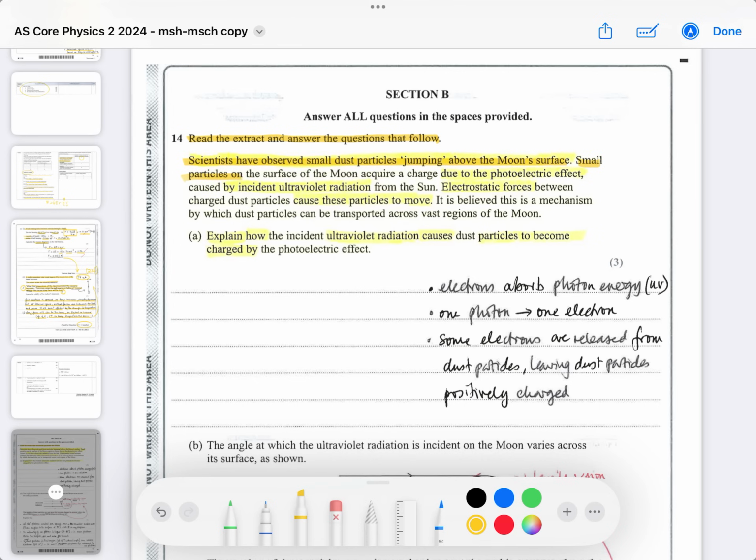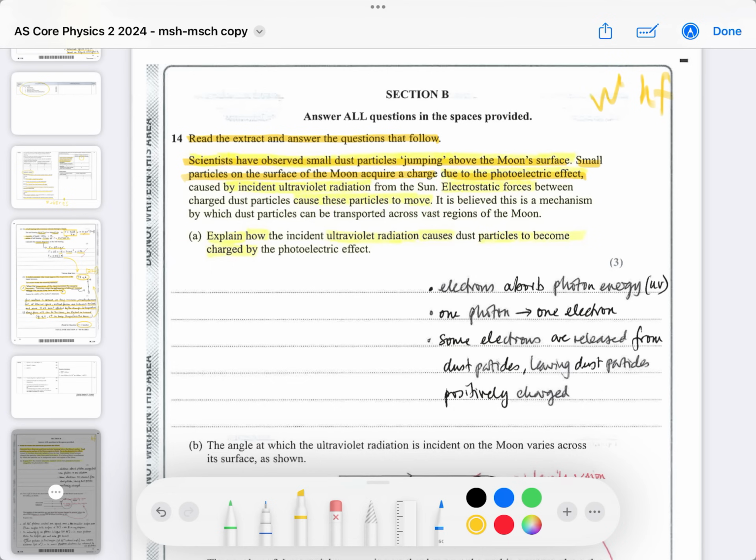Small particles on the surface of the moon acquire a charge due to the photoelectric effect. So remember what the photoelectric effect is? Light coming in of a certain frequency hits something, so this will be a photon of a certain frequency. It's meant to be a packet of energy that I've drawn. Not very good. So let's try and draw that again.